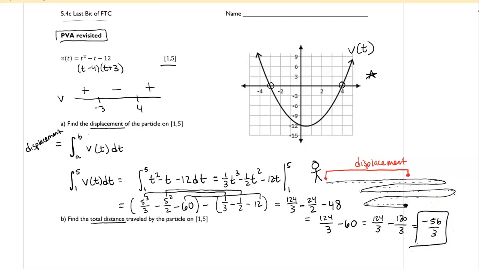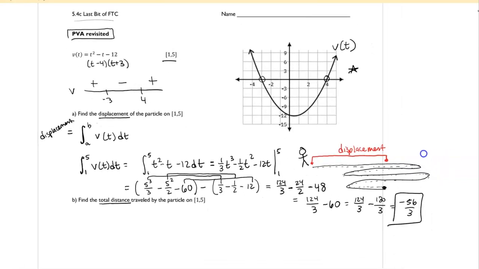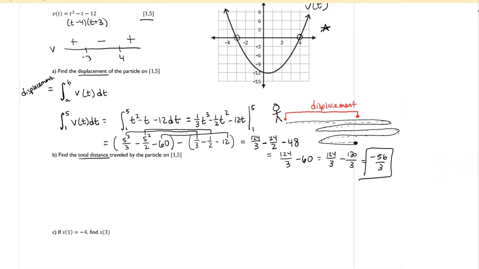So that is how many units away from where we started to where we're located. We moved 18 and 2/3 units to the left. To the left.